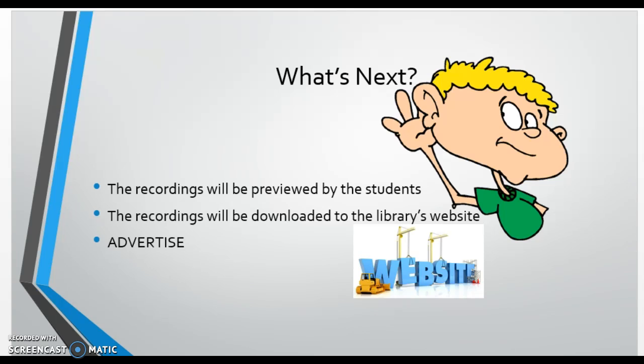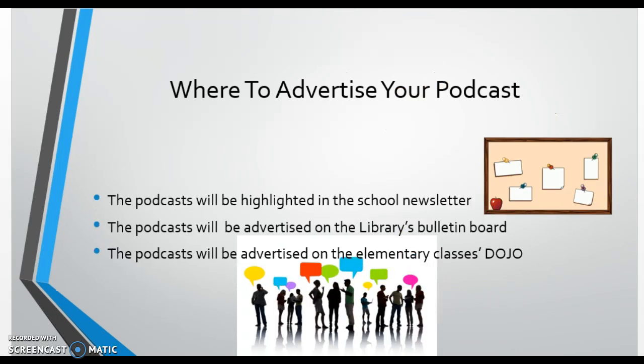The next thing that you're going to be a part of is the advertising for your podcast. Where are we going to advertise our podcasts? Well, we want to tell everybody in the school and maybe our friends, our family that are outside the school. So the first thing we're going to do is highlight the podcasts in the school newsletter. We'll ask Mr. Page, our superintendent, to do that in his monthly newsletter. Then we're going to be advertising them on the library's bulletin board right outside the library. Everybody walks by the library every day, so people coming to ball games or coming to visit the school will see them as well as our students.